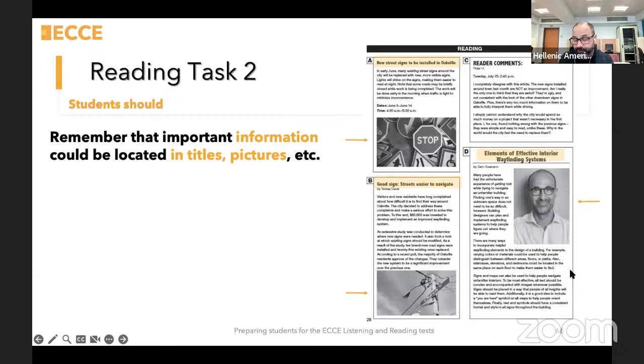Make sure that your students remember that information could be located even in the titles of those passages. That's what they're there for. They're provided for a reason, to help them understand what the main idea is and to provide some further details. And even looking at the pictures can help them find the right answer. So every bit of information that is added here on that particular page with the four different passages is there for a reason, to help the test takers understand what they're reading, what it's about, and hopefully provide some clues for answers.